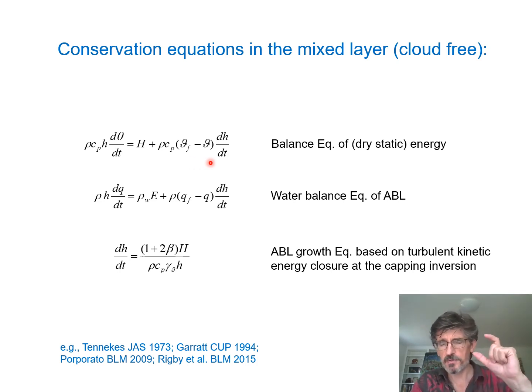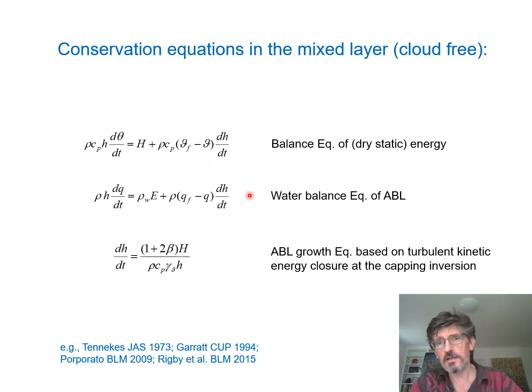So this is the jump at the inversion layer above the ABL times the speed at which the boundary layer grows. So the rate of growth, dh/dt itself. And the rest is just for dimensional reasons, to make it an enthalpy.